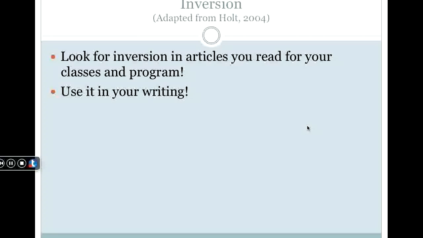You should also use inversion in your writing, in the critical review or in any other assignments where it's appropriate to use inversion or to make some sort of judgment or evaluation on some sort of text.